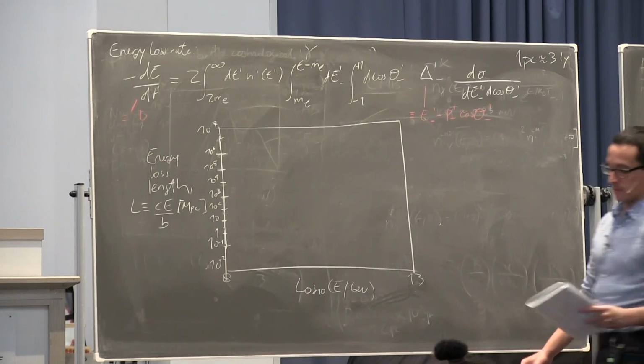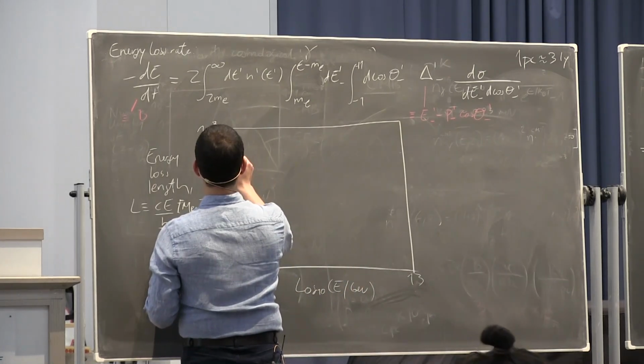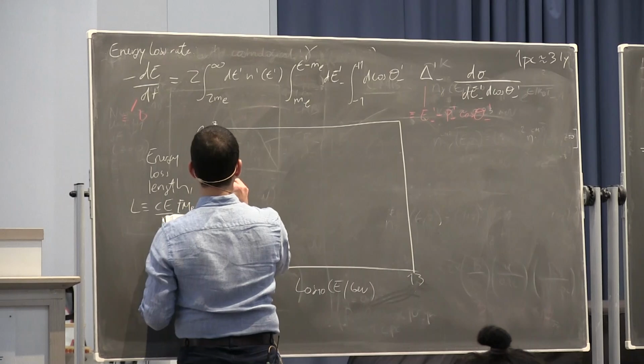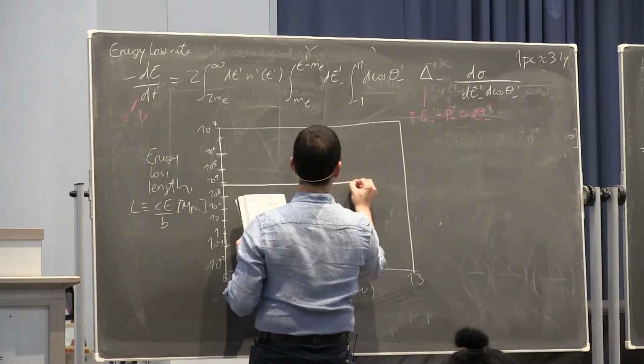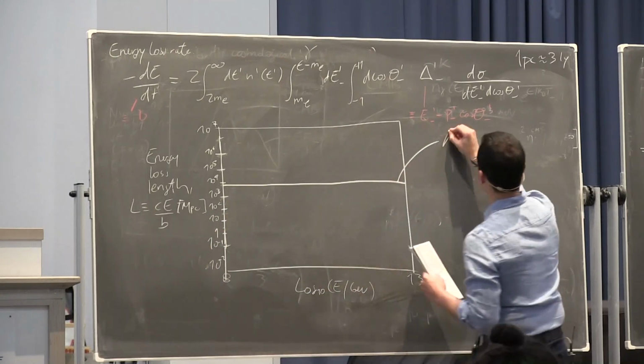And then I'll put in the one we just calculated. And that is roughly here, between 10 to the 3 and 10 to the 4. This is, of course, independent of energy. So this is adiabatic losses.